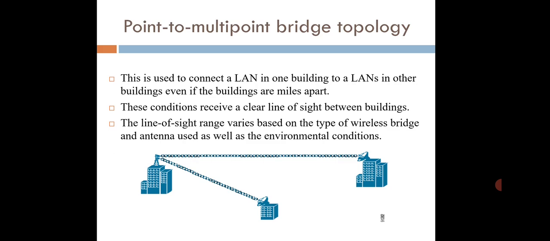Next is point-to-multipoint bridge topology. This is used to connect a LAN in one building to LANs in other buildings, even if the buildings are miles apart. These connections require a clear line of sight between buildings. The line of sight range varies based on the type of wireless bridge and antenna used, as well as environmental conditions.